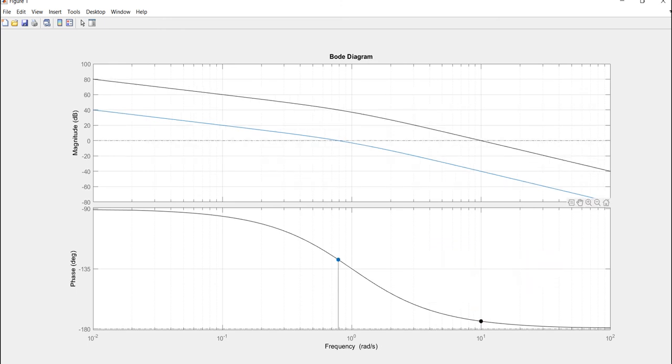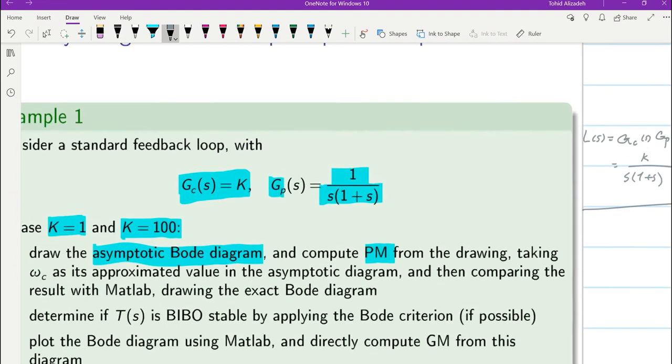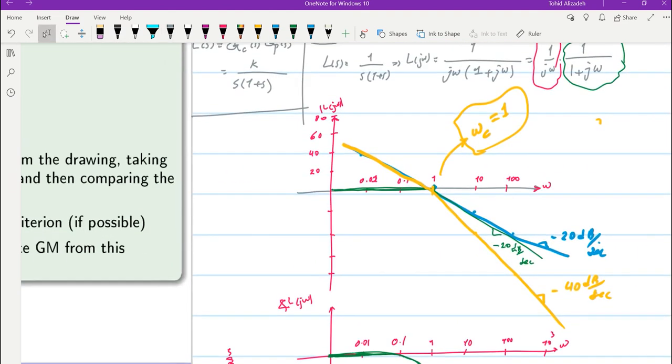And now we can see that the phase margin for k equal to 1 is equal to 51 degrees, and it happens at the frequency of 0.78. So the phase margin is bigger than what we have approximated, and the crossover frequency is smaller. And I guess you know why it is the case. Because if you compare the approximate one that we have here with the exact one, the crossover frequency will be smaller.